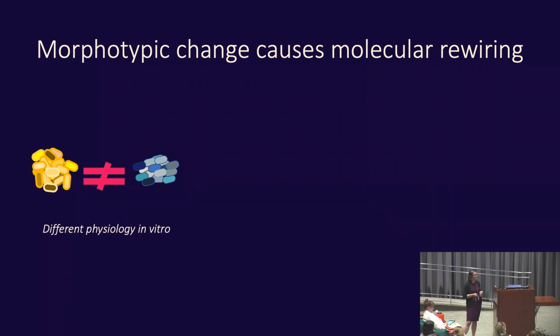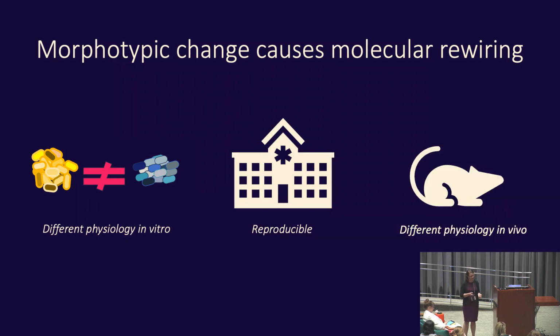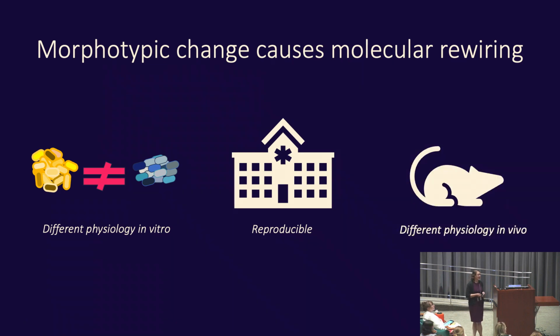From this data, I can conclude that a simple morphotypic change, a single point mutation, can actually rewire bacteria, and that leads to different physiology, which has drastic ramifications because a lot of other bacteria change their morphotype. This is reproducible across clinical isolates, and this allows us to understand the physiology of the bacteria in vivo using these models.